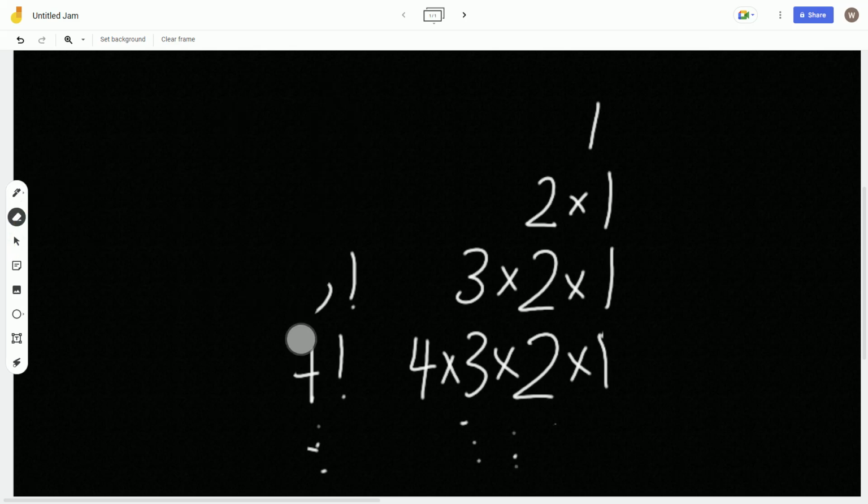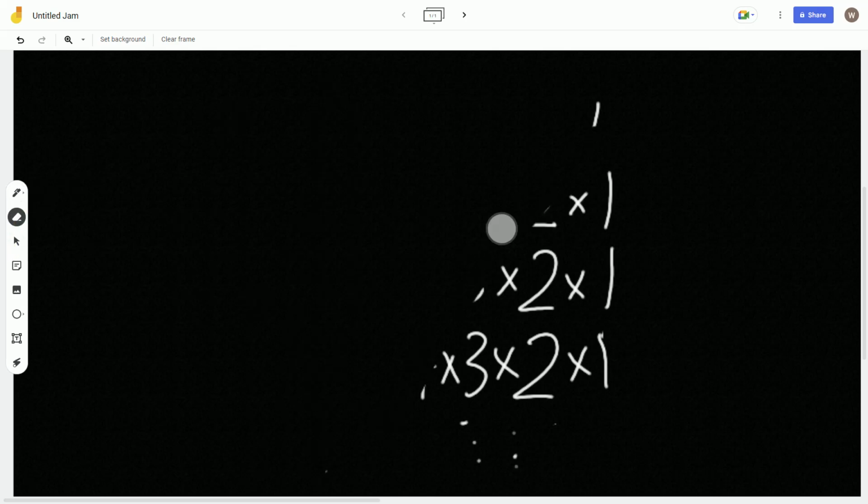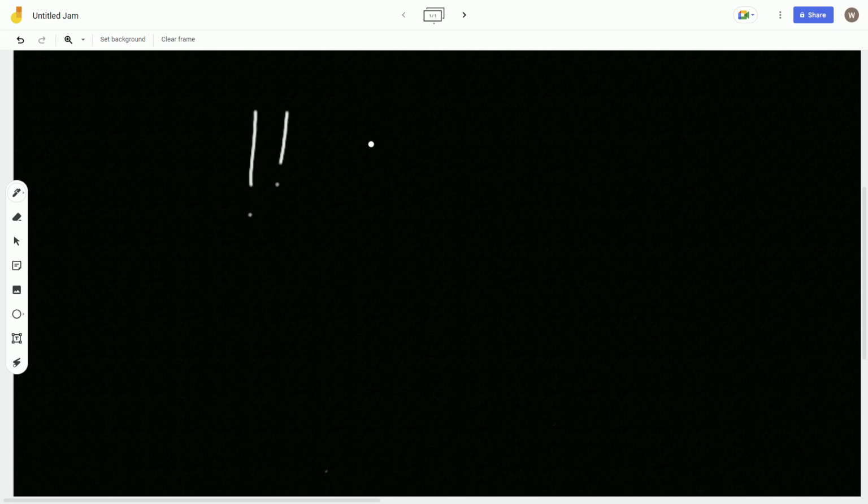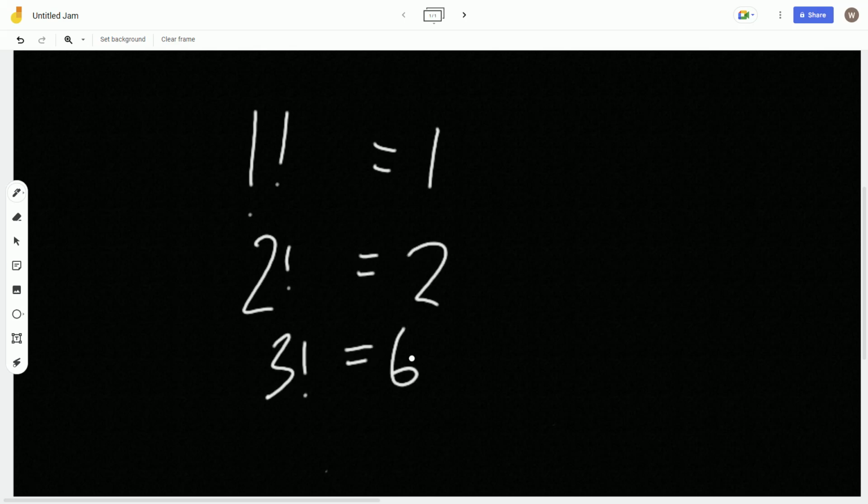So, what are the answers for factorials? Well, in 1 factorial, of course, the answer is 1. 2 factorial, 2. 3 factorial, 6. 4 factorial equals 24.